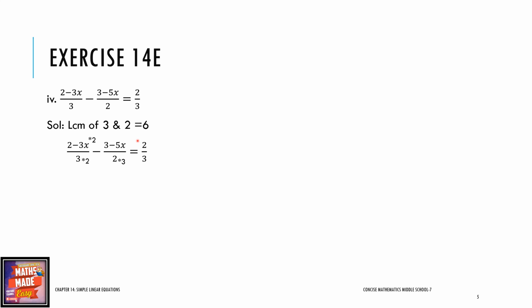3 2s are 6. You are getting 6, right? Same number should be multiplied in the numerator also. And this 2 should be multiplied with the whole expression, that is 2 minus 3x. 2 should be multiplied with this whole expression. Similarly 3 should be multiplied with this whole expression. Then you will get it like this. I have placed braces and made a separate step for that.